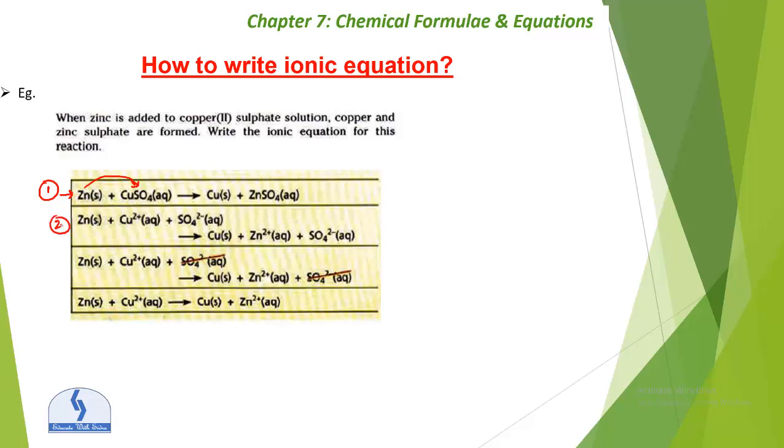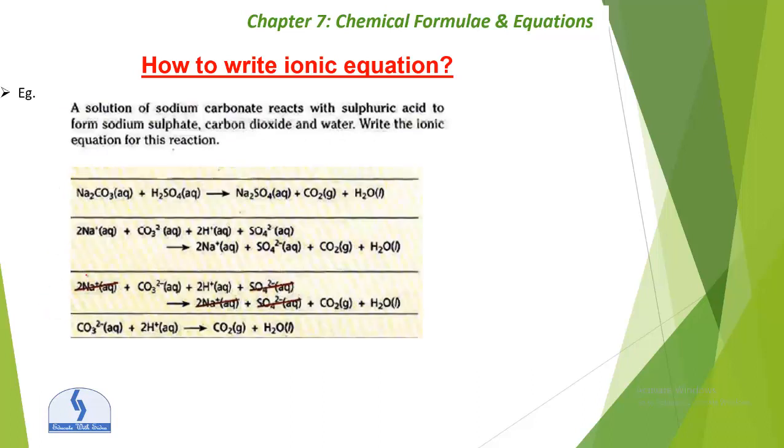The second step is to present it in ionic form. We are presenting it in ionic form: zinc, copper 2 plus, sulfate 2 minus. So this is in terms of ions. The third step is to cancel the spectator ions. You can cancel the sulfate on both sides. So we are cancelling sulfate. Then see what is left in the equation. This is the ionic equation of the reaction. This is the fourth step.